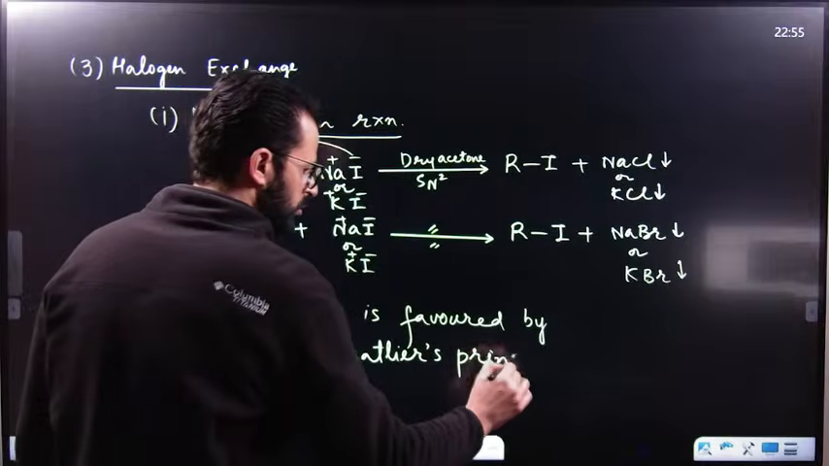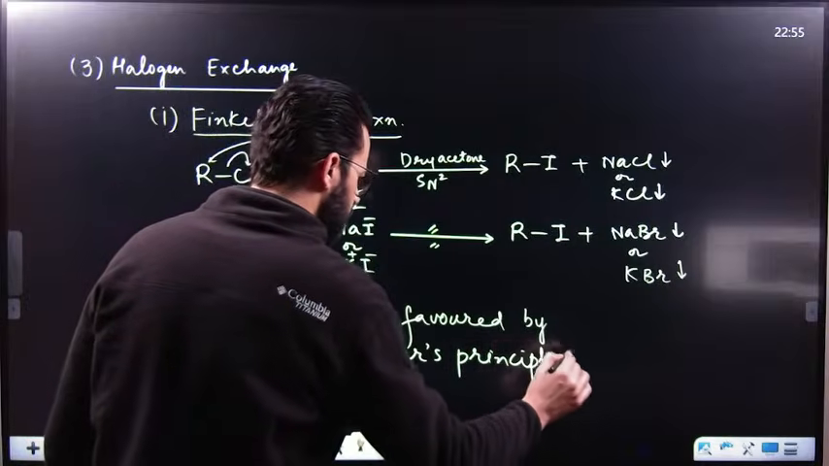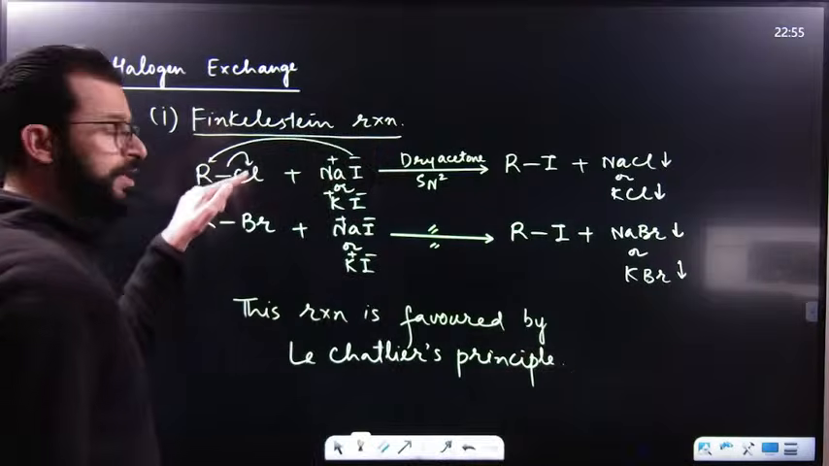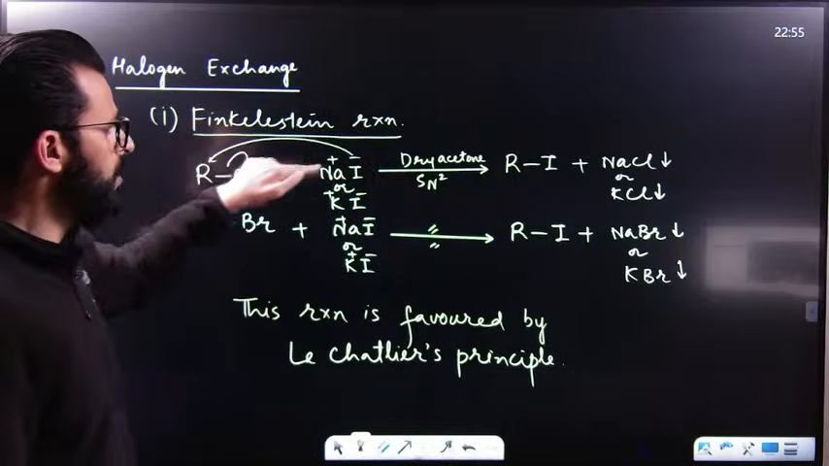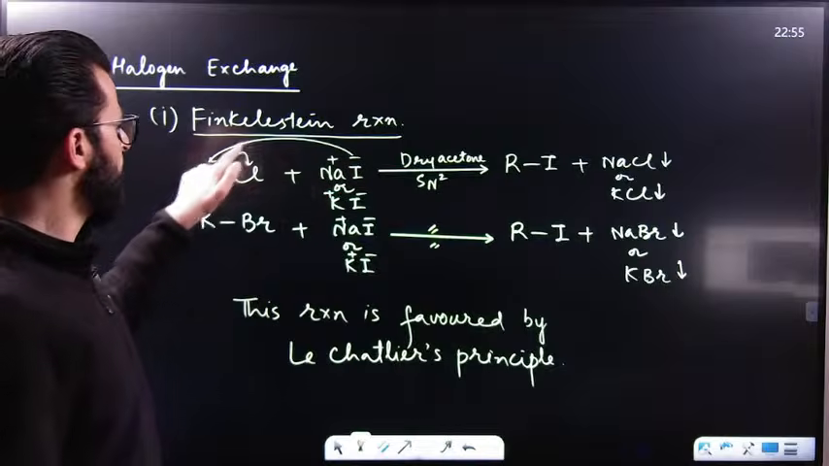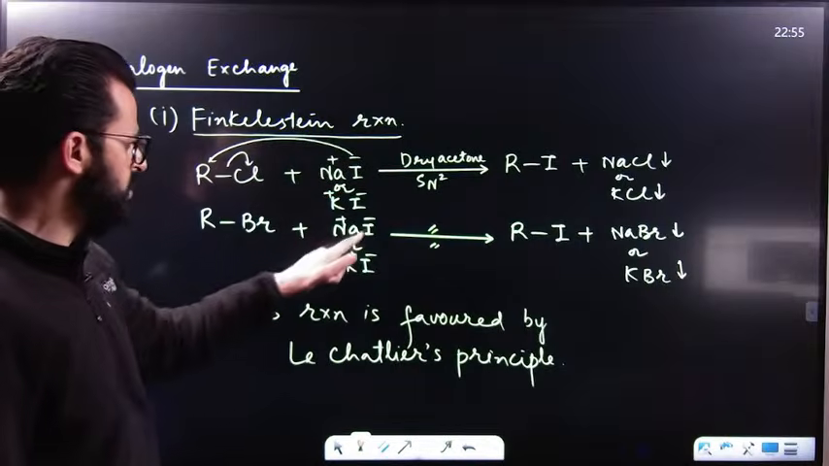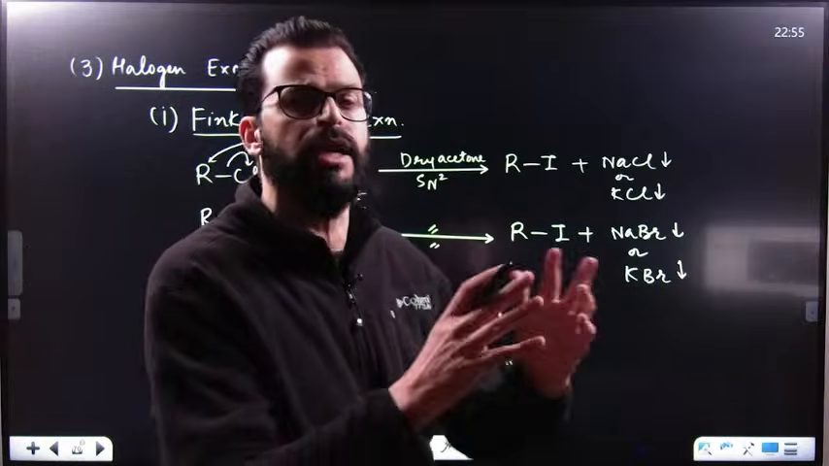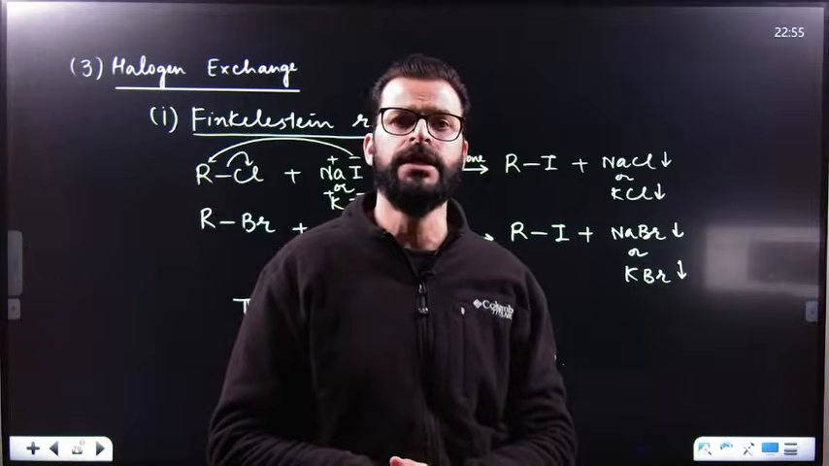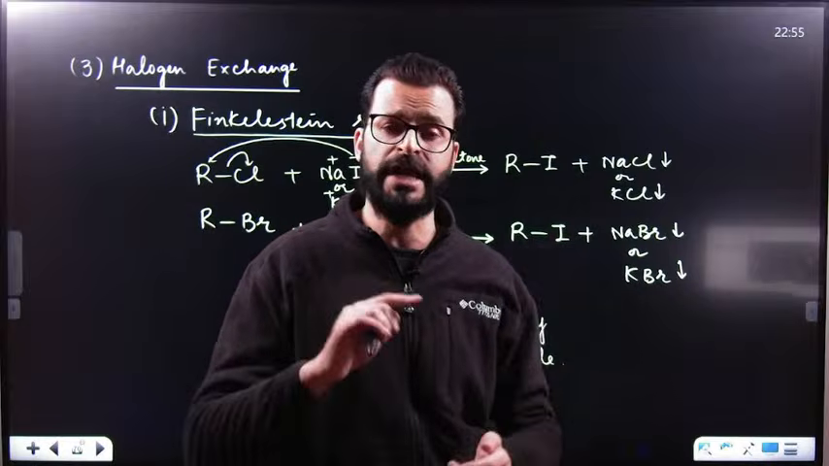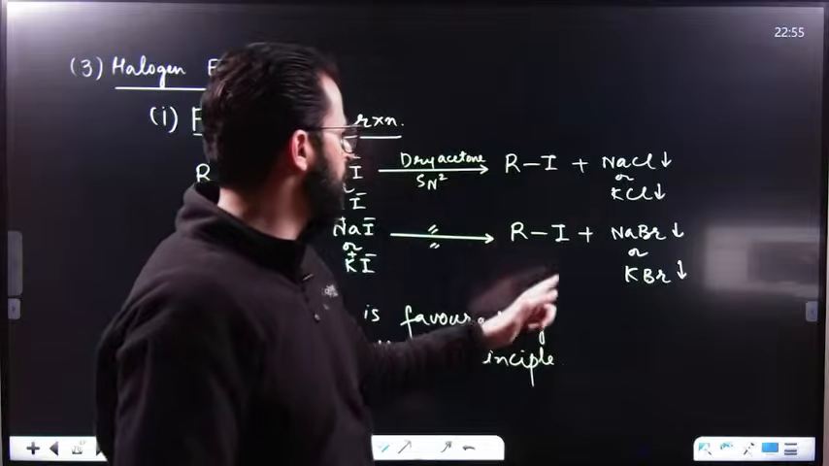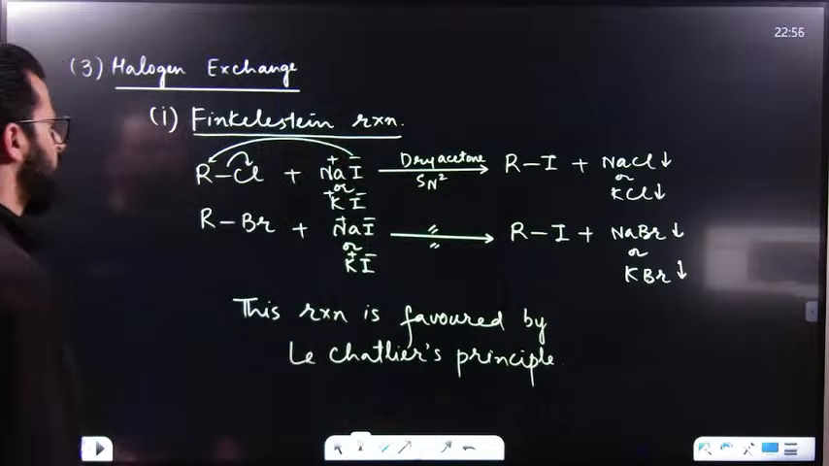So, what is the Finkelstein reaction? It is simply halogen exchange. Iodine will exchange chlorine. Similarly, iodine will exchange bromine. So, it is the reaction of alkyl chloride or alkyl bromide with sodium iodide or potassium iodide in dry acetone, so that halogen exchange takes place and alkyl iodide is formed, and this reaction is an SN2 reaction.